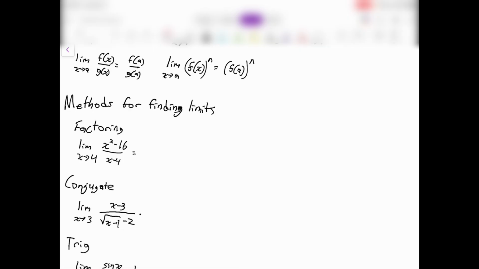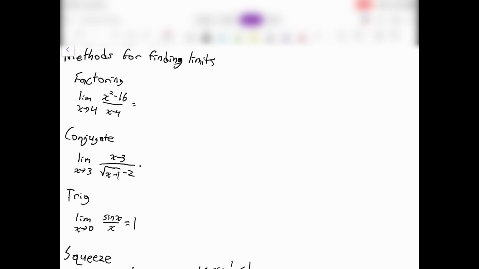Then we have the methods for finding limits: factoring, conjugate, and trig. You'll notice that if you just plug in each value, you would get division by 0, so you have to solve them out. Let's start with factoring. Factoring this top, we get the limit as x approaches 4 of x minus 4 times x plus 4 over x minus 4. Now these x minus 4s cancel out, and you're left with the limit as x approaches 4 of x plus 4, which is equal to 8.